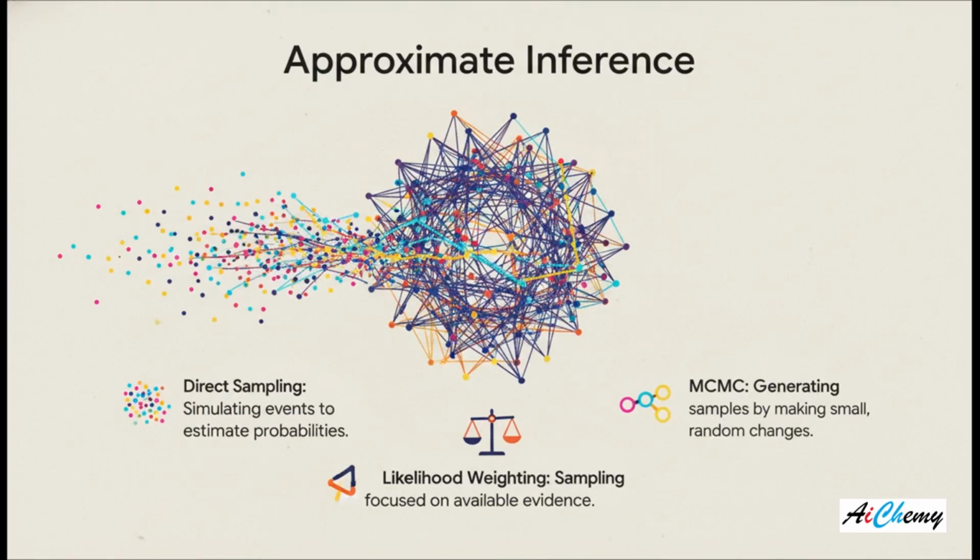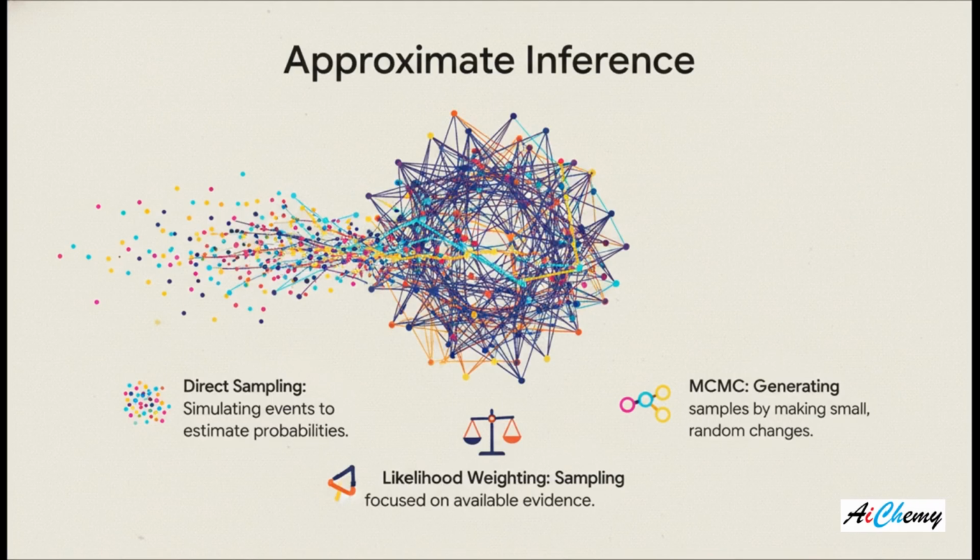So what do we do? We get clever. Instead of aiming for a perfect answer, we use some neat tricks to get a good enough estimate. Think of it like this. Direct sampling is like rolling the dice thousands of times to see what comes up most often. Likelihood weighting is a smarter way of rolling, where you only focus on the outcomes that actually matter based on the evidence you have. And MCMC, it's kind of like taking a random walk through all the possibilities to find the most likely spots.